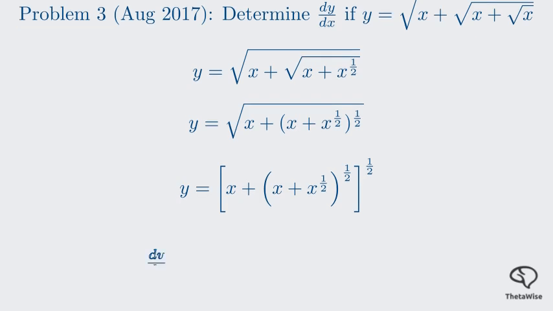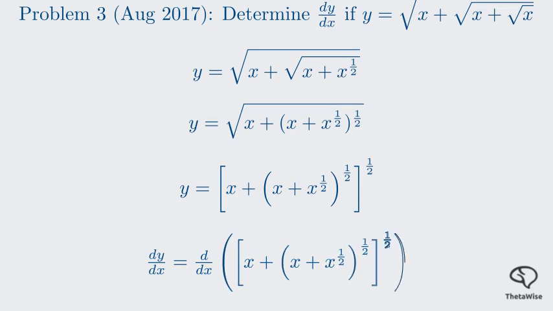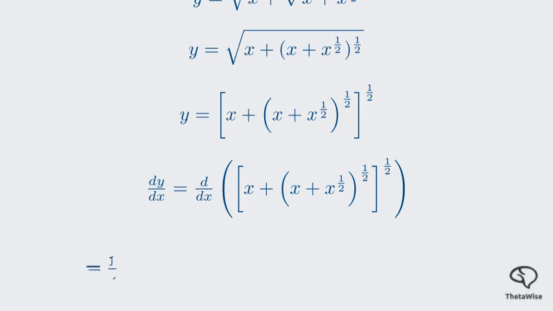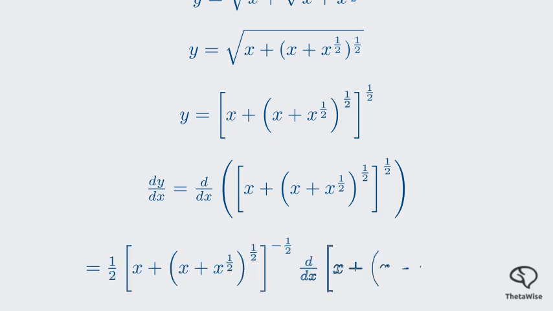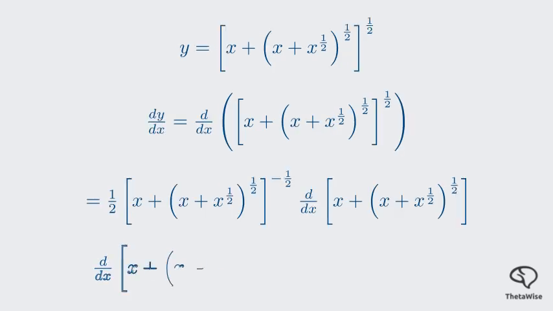The outermost function is something to the 1/2 power. Its derivative is 1/2 times that something to the negative 1/2 power, times the derivative of the inner function. This gives us 1/2 times the entire bracket to the negative 1/2, multiplied by the derivative of what's inside. Now we differentiate the inner function. It's a sum, so we differentiate each part. The derivative of x is simply 1.